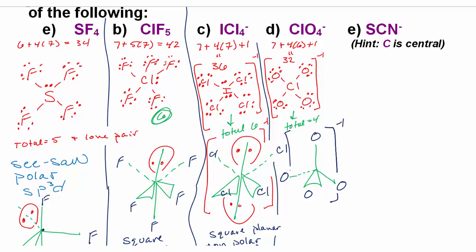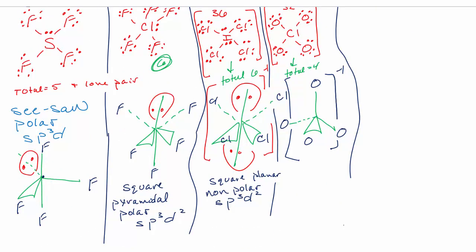-1 overall charge. So it's a tetrahedral molecular shape. It's definitely nonpolar. And the hybridization is sp3. Superscripts add up to be 4, so I stop there.